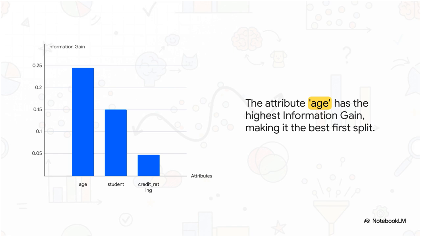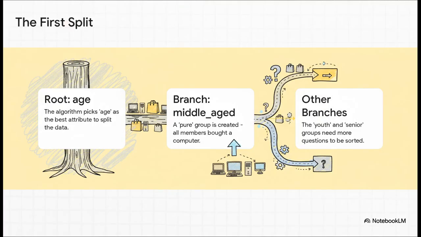And as you can see from this chart, asking about age first gives us the biggest reduction in confusion. It gives us the most bang for our buck, for sure. And here's what that looks like in practice.